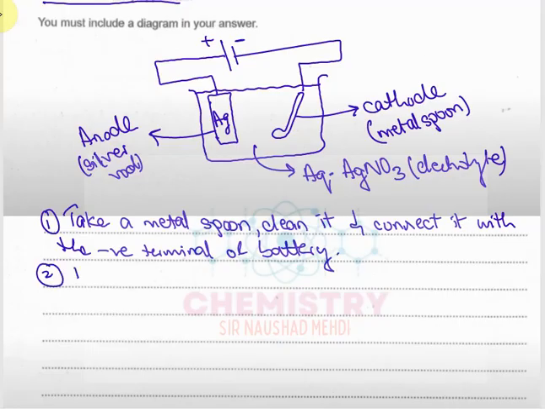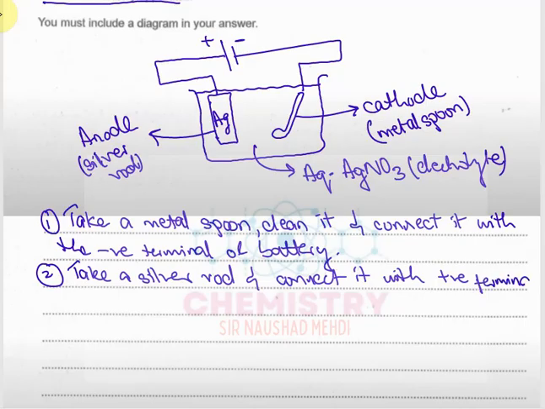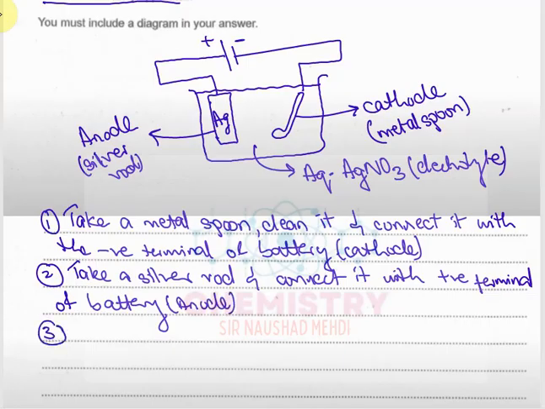Secondly, you will be taking a silver rod. Take a silver rod and connect it with the positive terminal of the battery, which will be acting as an anode. Over here you can write in the bracket also that it is a cathode and it is an anode. Now after making those connections, you have to dip the anode and cathode inside the electrolyte solution.